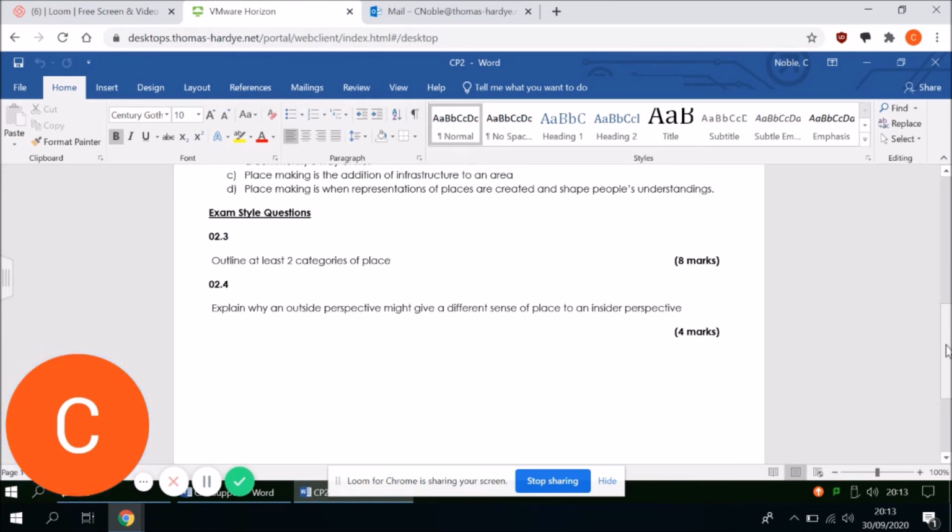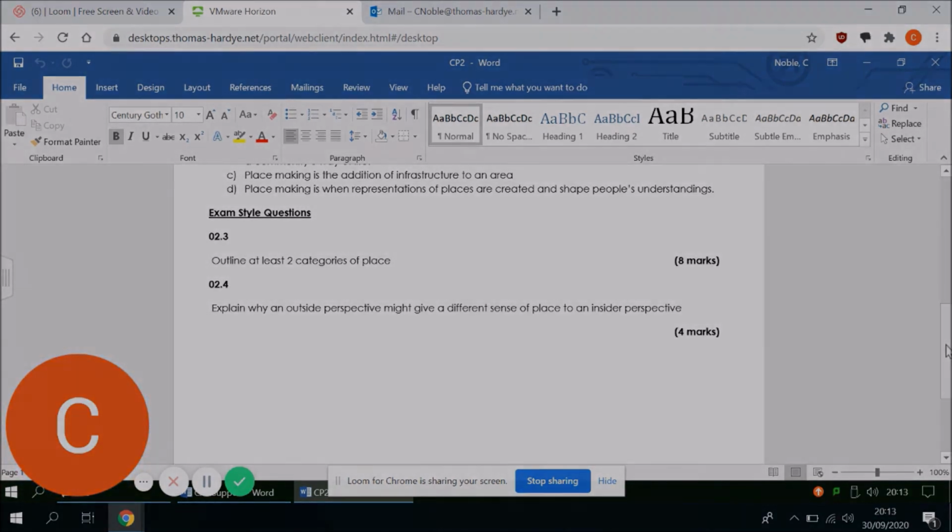The final question is asking you to explain why an outsider perspective might give a different sense of place to an insider perspective for 4 marks. So I would start by defining what the different perspectives of place are, and then consider how exactly their sense of place would be different. So is it, for example, linked to length of time spent there? And what else might be different about someone who is an outsider compared to somebody who has an insider perspective of that place?